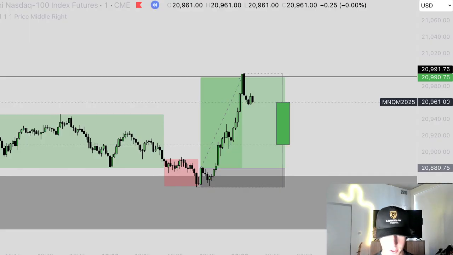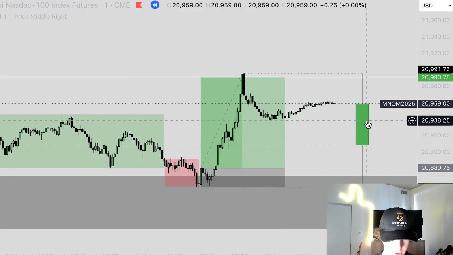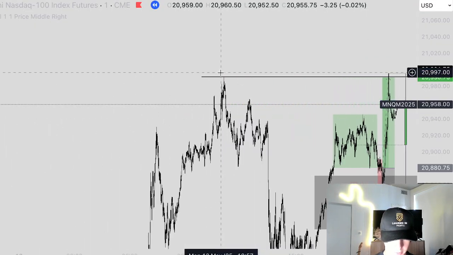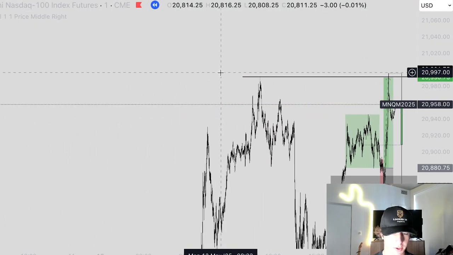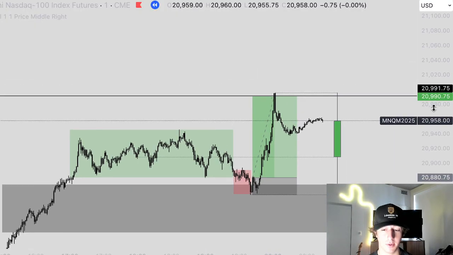Now, obviously, we saw a reaction off that high of day. So higher time frame, that might tell me, oh, maybe we want to range a little bit longer or whatever. But again, super, super clear trade. Again, you can use that to pass a decent amount of challenges.